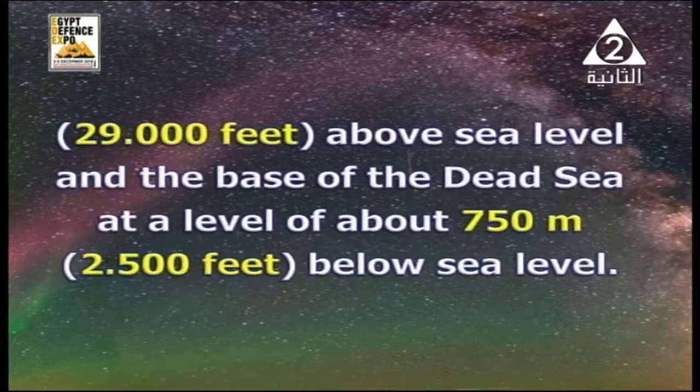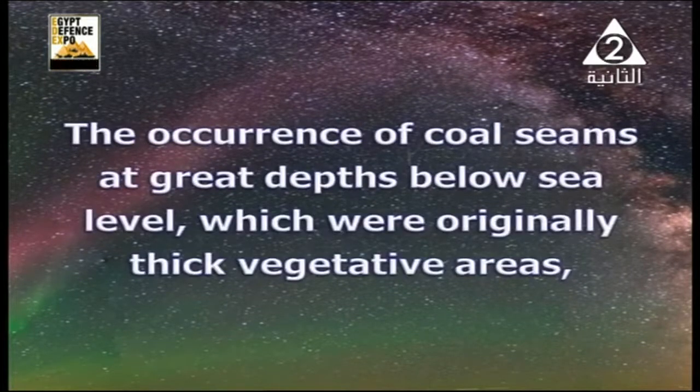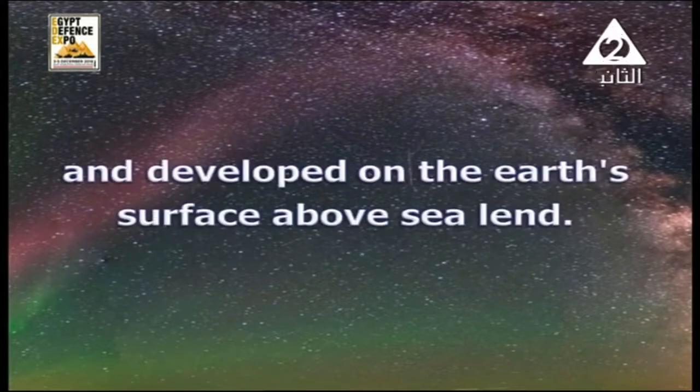At a level of 750 meters, 2,500 feet below sea level. The occurrence of the coal seams at great depths below sea level, which were originally thick vegetative areas, developed on the Earth's surface above sea level.